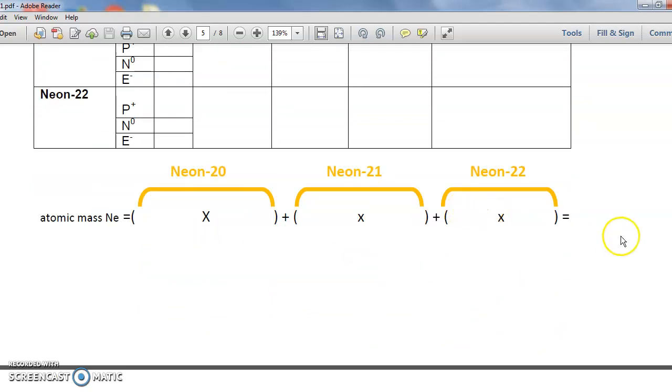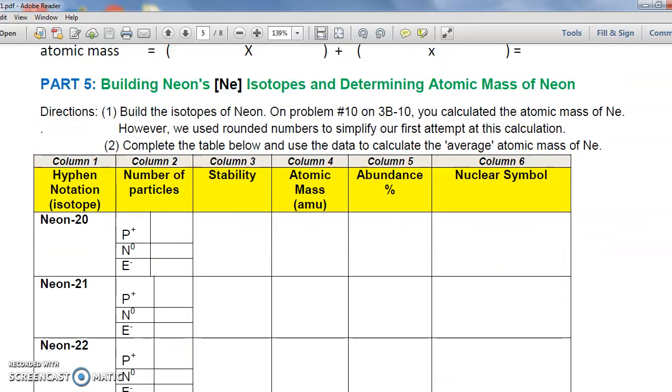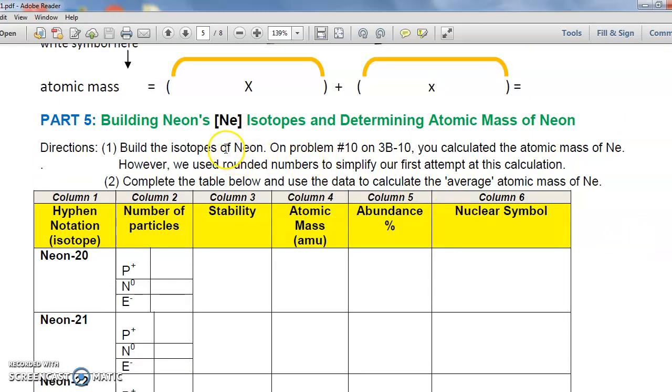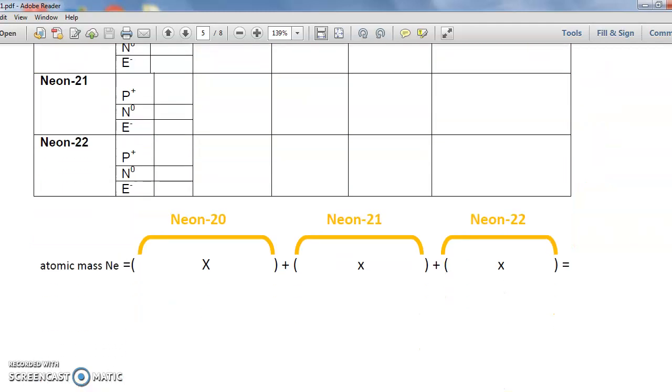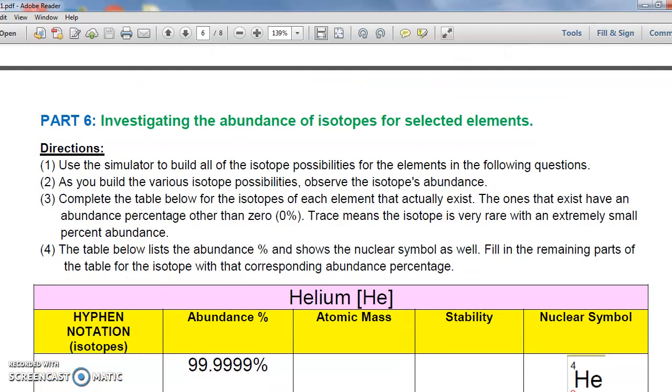We're doing this because earlier in one of our first calculations for atomic mass, we did neon. And what we want to do is do neon again to see, on problem 10 from 3B10, we did some rounding of the numbers. We didn't use all the information, and it's fun to see what happens to the atomic mass when we have better numbers to work with. Then we go to part 6.